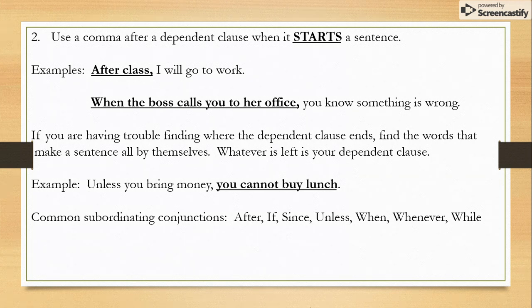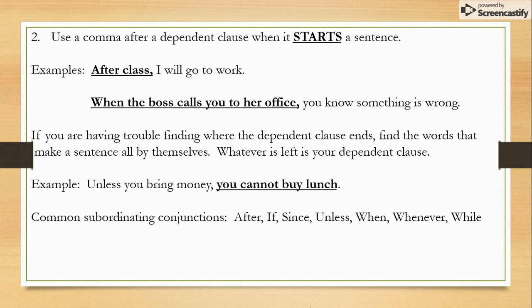The comma separates the subordinating clause, which you see underlined in our two examples, from the independent clause. "I will go to work" is a sentence. It doesn't need any help. But if all I say to you is "after class," you're not going to be sure what to do next. And that's what a dependent clause is.